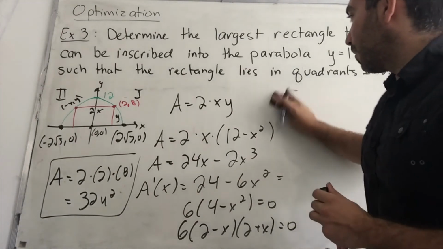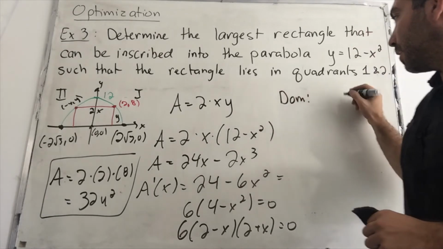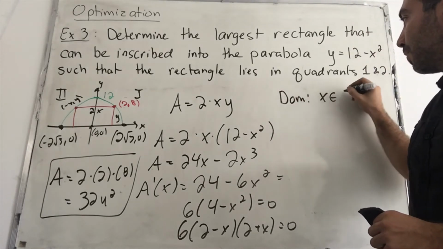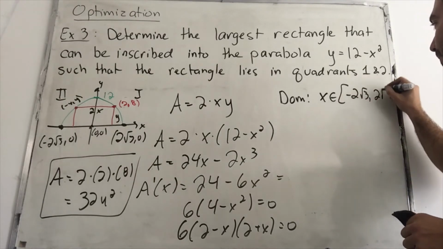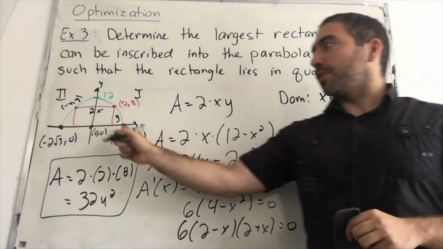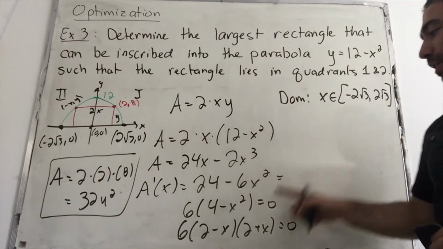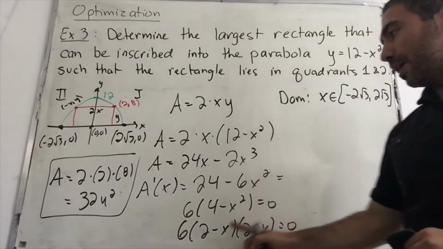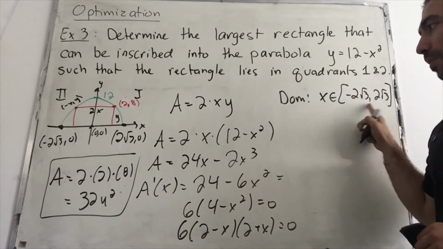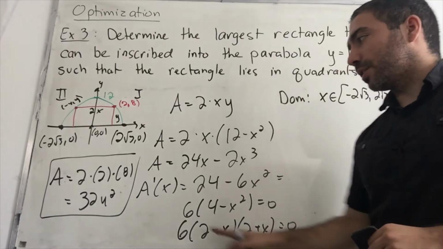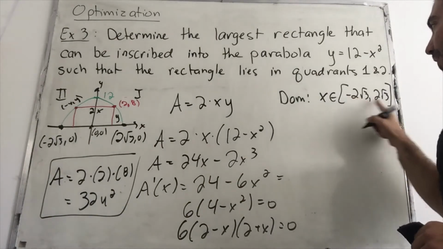So essentially, first of all, let me just mention that the domain is the x values from negative 2 root 3 to positive 2 root 3. That's the domain where the function is defined. And it's a closed interval, so we could check the critical point, which we found was at negative 2 and positive 2, and we could check the endpoints as well. When we plugged in negative 2 and positive 2, we got positive 32 over here. And now we just have to check at these 2 values.